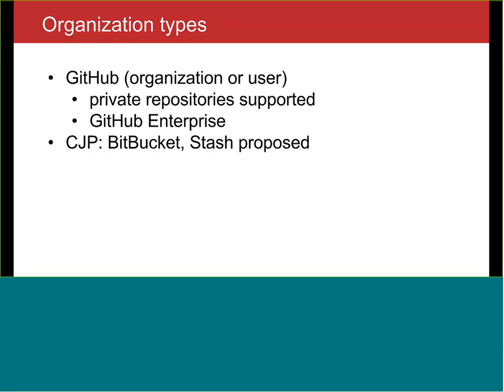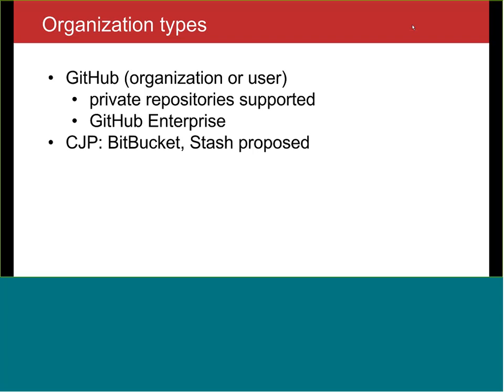There are different kinds of organizations that can be supported. So what we're building today and I'm demonstrating is a GitHub integration. So you can configure it with an organization or a user. And this also can support private repositories, and we're looking at GitHub Enterprise support as well. And CloudBees may also offer very similar features for BitBucket teams, I believe they're called, and Stash projects. So those would be coming up.